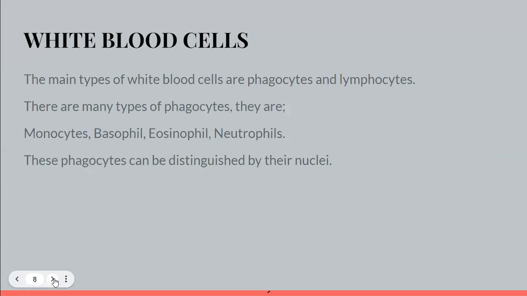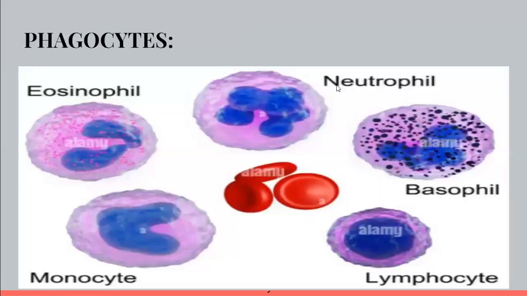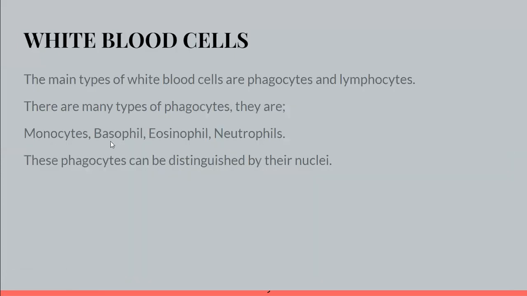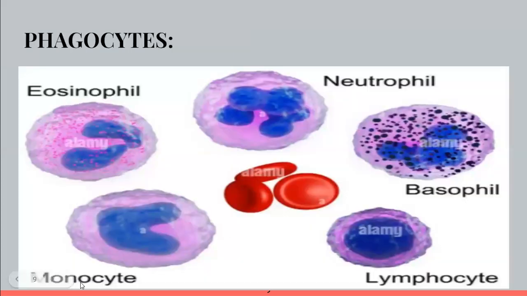Then white blood cells. There are various types of white blood cells. We can divide them into two main categories, phagocytes and lymphocytes. There are various types of phagocytes. We can see here monocyte, eosinophil, neutrophil, basophil. So we have divided the white blood cells into two categories, phagocytes and lymphocytes. Collectively, all of them are fighting against infections.